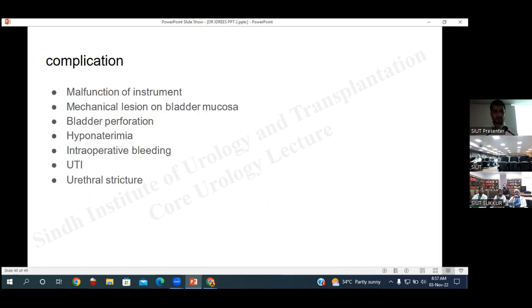The complications of cystolitholapaxy are malfunctioning of the instrument, mechanical lesion on the bladder mucosa, bladder perforation, hyponatremia, intraoperative bleeding, UTI, and ureteral strictures. After that, postoperative care should be given to the patient, who is allowed orally and mobilized, and on discharge the patient is given an oral analgesic and alpha blockers. Thank you.